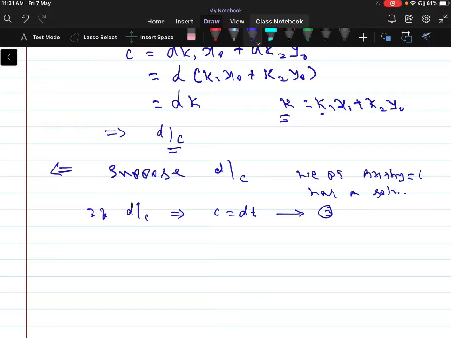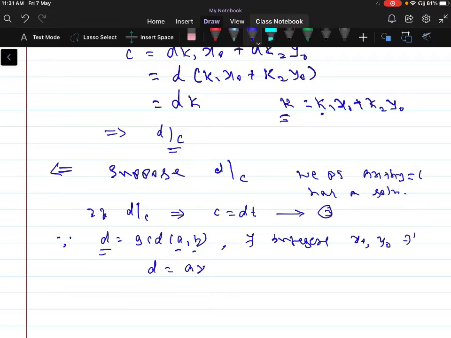Since d is equal to GCD of a comma b, d can be written as a linear combination of the two integers a and b. Then there exist integers x naught, y naught such that d is equal to a into x naught plus b into y naught.